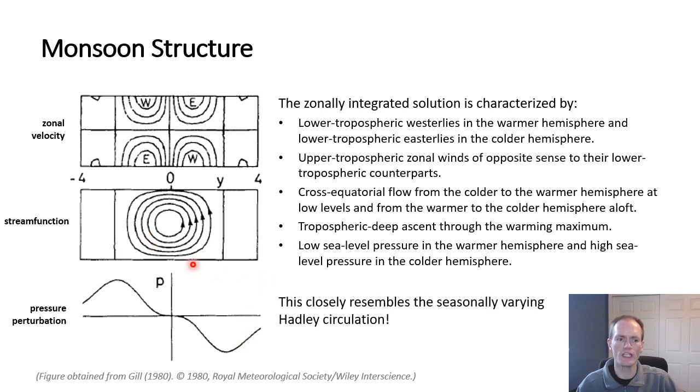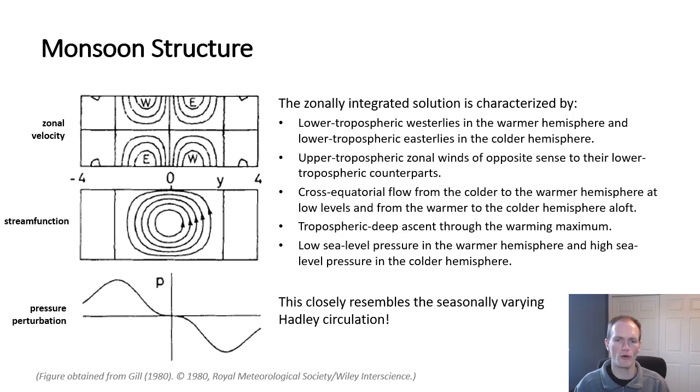So this circulation here with ascent in the northern hemisphere and descent in the southern hemisphere closely resembles the Hadley circulation that we would expect to see during northern hemisphere summer. If we were to put the warming in the southern hemisphere, this would be flipped and it would closely resemble the Hadley circulation we see during the southern hemisphere summer. And in fact, this solution for the Hadley cell more closely represents the overall Hadley cell than does the symmetric heating case. But there's one caveat here because the heating is not always asymmetric across the equator.